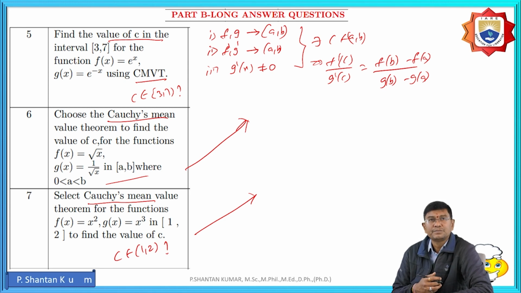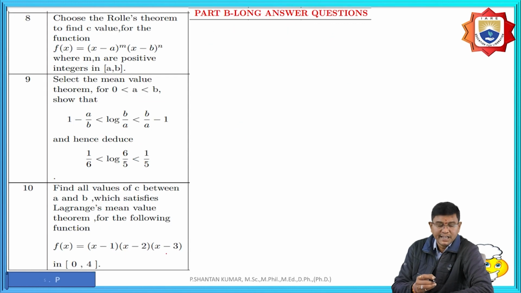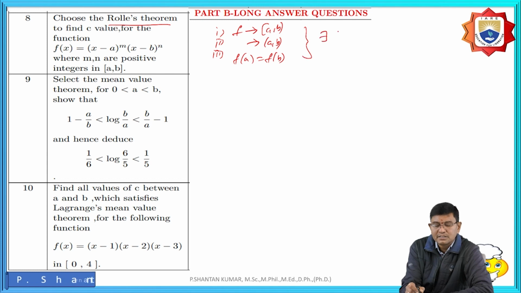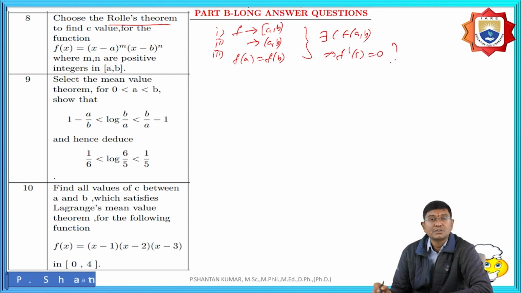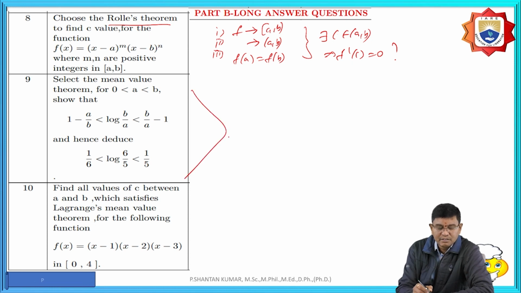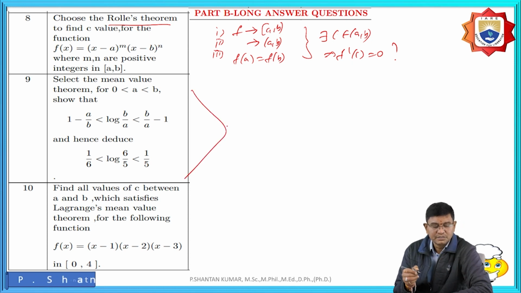And further, the eighth one, Rolle's theorem. The first condition, second condition, and the third condition: f is continuous in the closed interval a comma b, derivable in the open interval a comma b, and f of a is equal to f of b. Then there exists c belongs to a comma b such that f dash of c is equal to 0. Find the solutions.